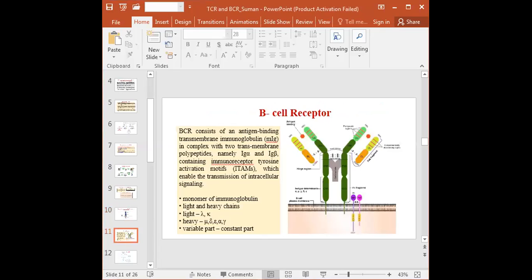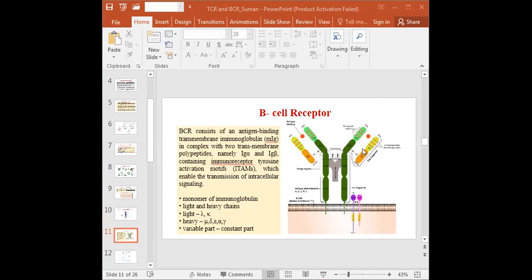Next, we are coming to the B cell receptors. B cell receptors consist of an antigen binding transmembrane immunoglobulin, that is mIg, in complex with two transmembrane polypeptides named Ig alpha and Ig beta, containing the immunoreceptor tyrosine-based activation motif, which is known as ITAMs, and which enables the transmission of intracellular signaling.